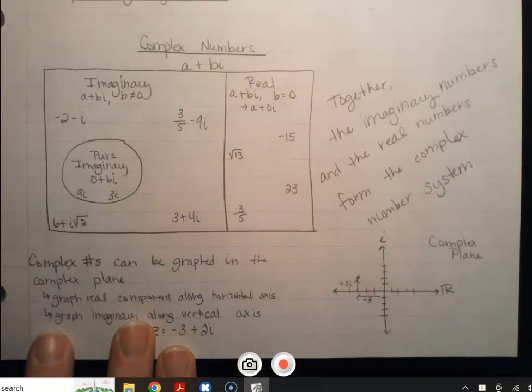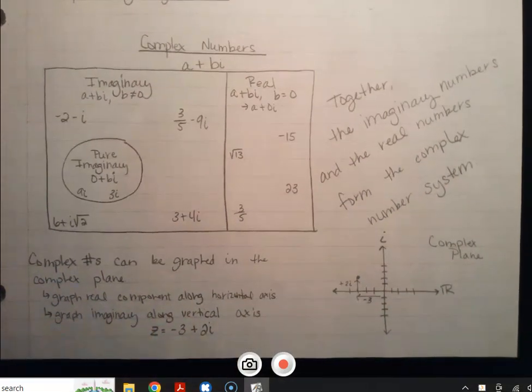I have this awesome chart down here. So complex numbers, that a plus bi. First up, we have the imaginary section over here. So all of these are imaginary. This is where we have a plus bi and b is not equal to 0. So here, -2 minus i. Mind you, b here would be equal to -1. We don't see it, but it would be. Then we have 3/5 minus 9i. So a would equal 3/5. It can be a fraction. And our b would equal -9.